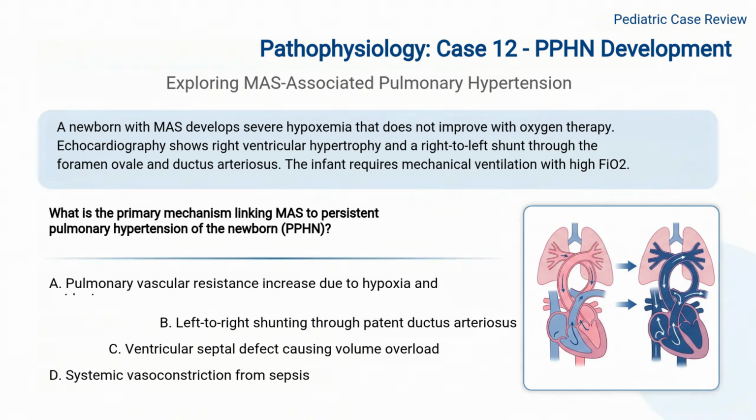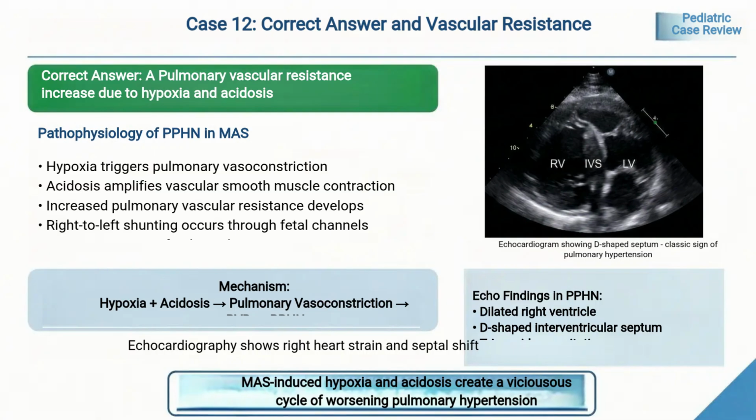Option A, pulmonary vascular resistance increase due to hypoxia and acidosis. Option B, left to right shunting through the patent ductus arteriosus. Option C, ventricular septal defect causing volume overload. Option D, systemic vasoconstriction from sepsis. The correct answer is option A, pulmonary vascular resistance increase due to hypoxia and acidosis.